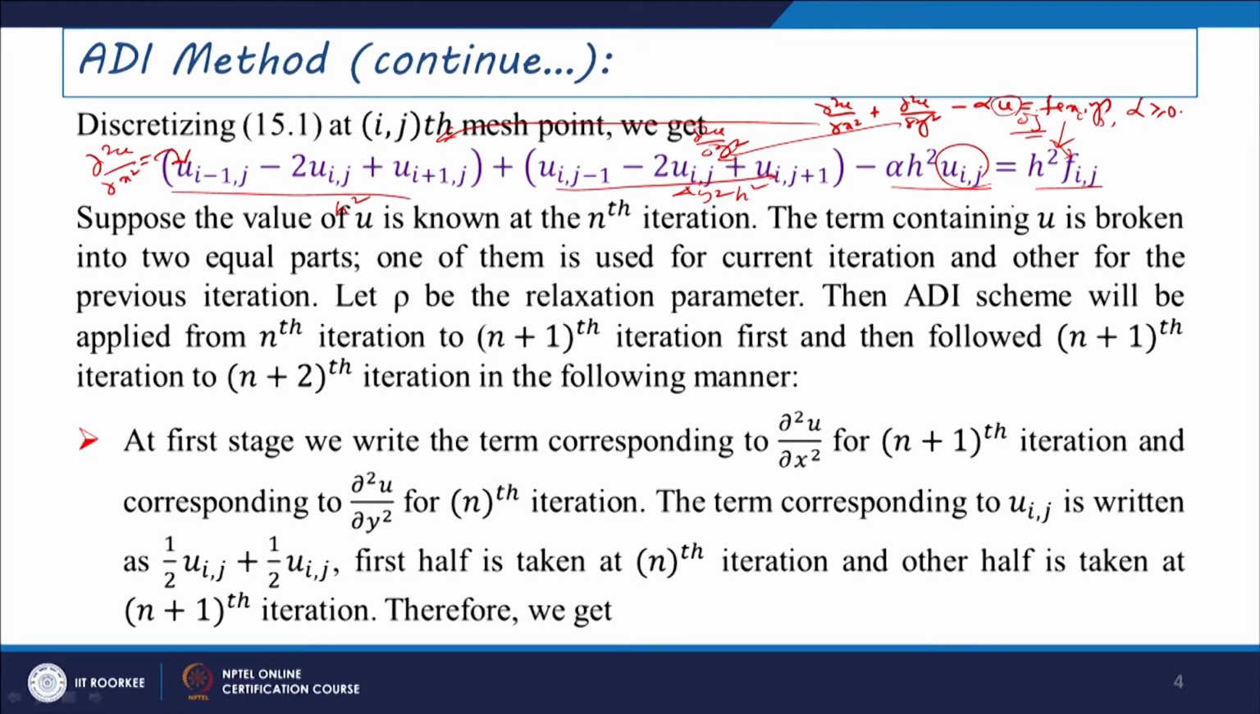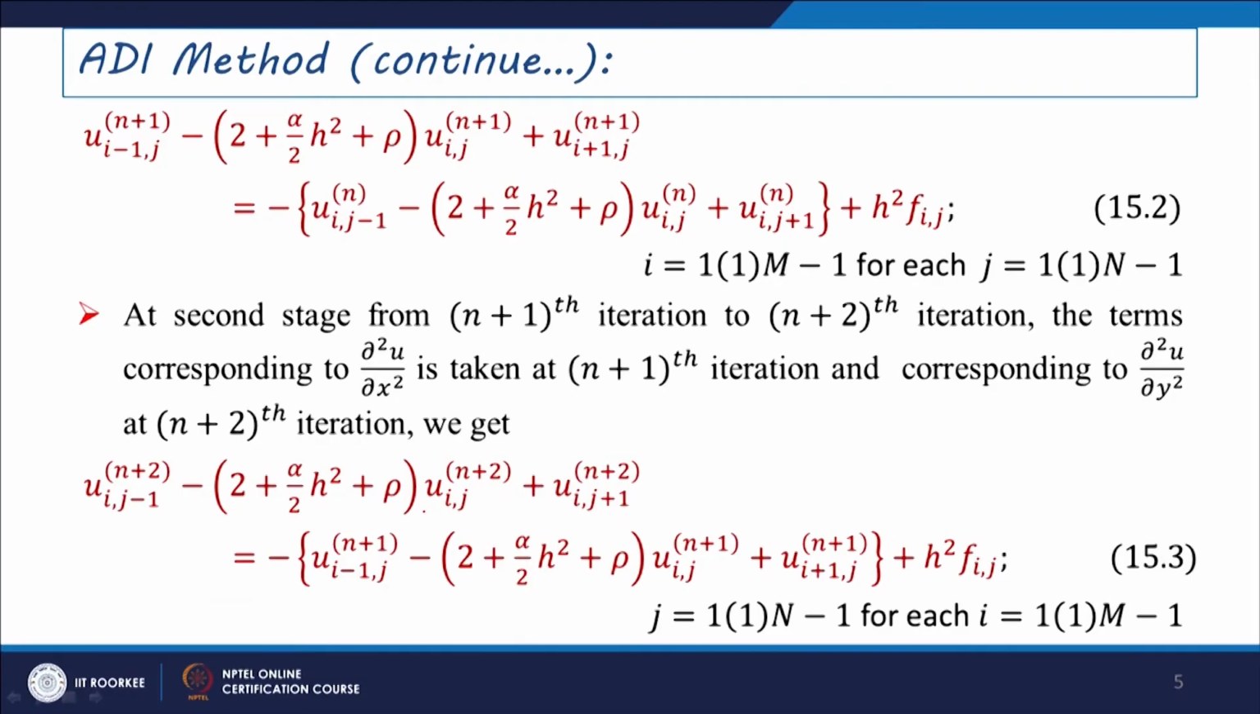At the first stage we write the term corresponding to del square u by del x square, since this is the movement in the x direction, for the n plus 1th iteration, and the term corresponding to del square u by del y square for the nth iteration. The term corresponding to u i j is written as half u i j plus half u i j, since we are subdividing it into two parts, where the first half of u i j is considered at the nth iteration and the other half at the n plus 1th iteration.